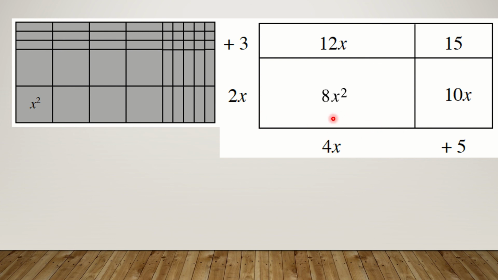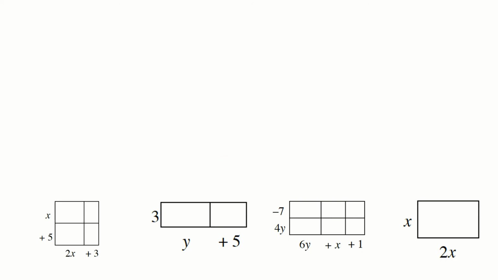multiplying them. So 2x times 4x gives me my 8x squared. 3 times 4x gives me my 12x. 3 times 5 gives me 15, and 2x times 5 gives me the 10x. So all of a sudden we have a much more efficient way to model multiplication of polynomials.